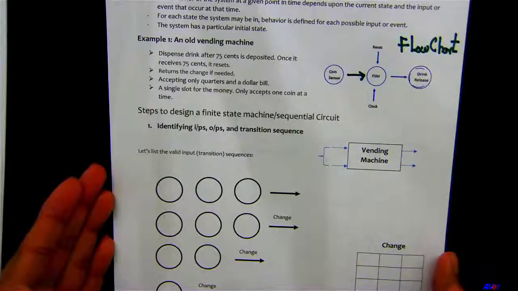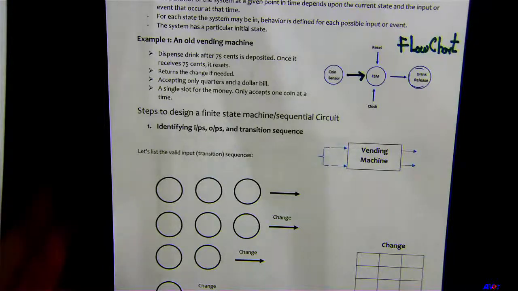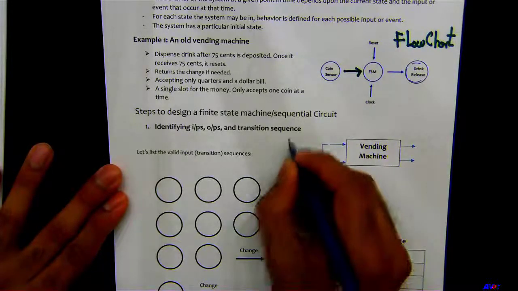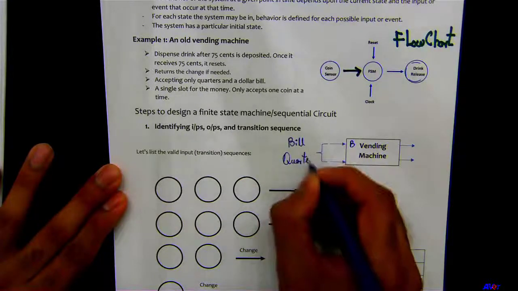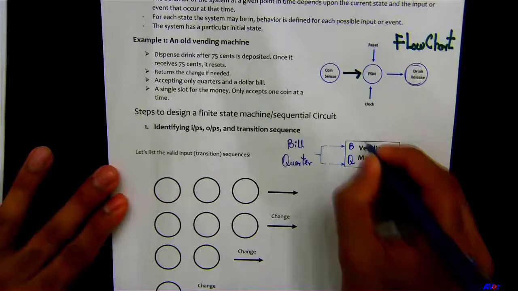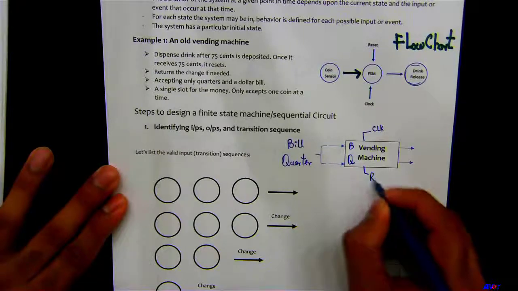Now, whenever you are designing a project, say you have a project that you have proposed, how would you get started on it? The very first thing you want to do is identify your inputs, your outputs, and your transition sequence. If I look at this block diagram of a vending machine, what are going to be my inputs? We got two kinds of inputs. One is the bill, correct? And the other one is quarter. Remember this Q in caps is quarter. We usually have clock here, and then we usually have reset here.